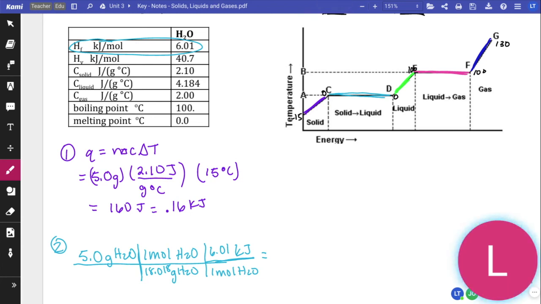And when I did that, I got 2 sig figs once again, because our 5.0 only has 2 sig figs. I got 1.7 kilojoules for that one.